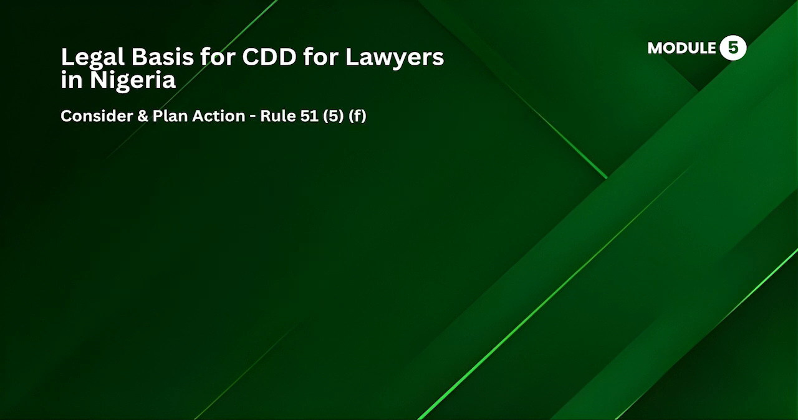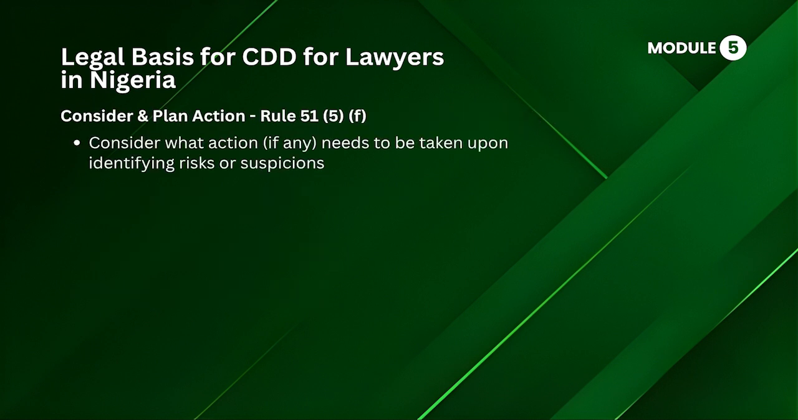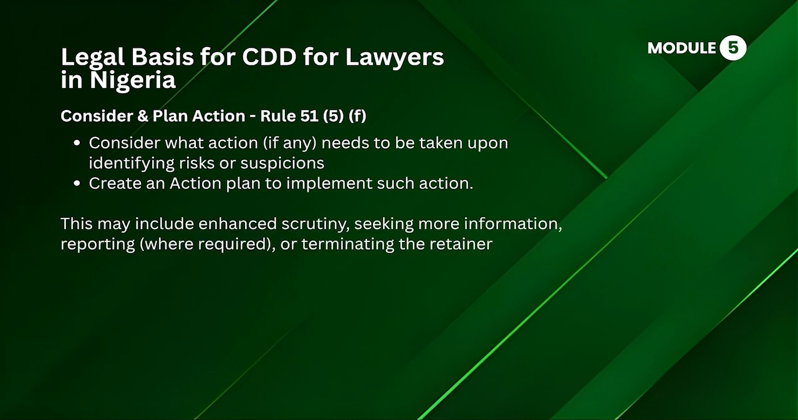Rule 51, Section 5F requires us to consider what action, if any, needs to be taken upon identifying risks or suspicions, and create an action plan to implement such action. This may include enhanced scrutiny, seeking more information, reporting where required, or terminating the retainer.